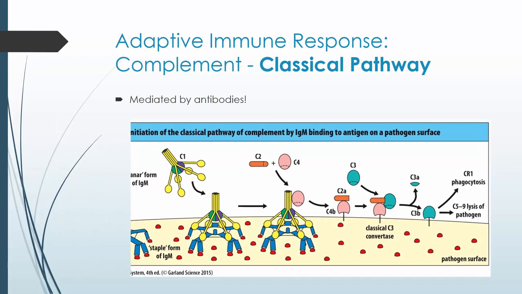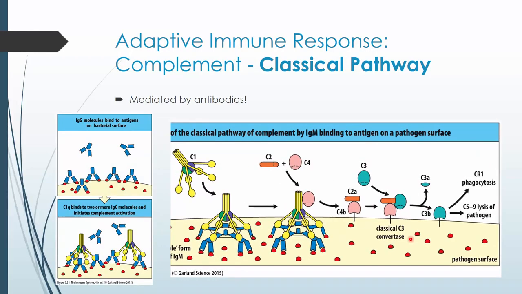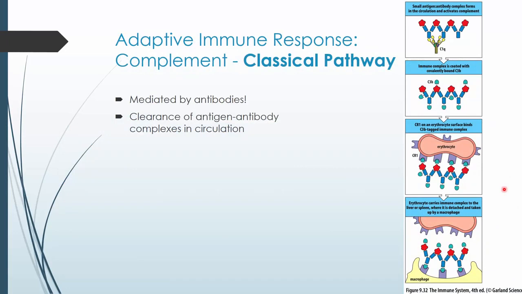Of note, this also can happen with IgG. So IgG can also attach to the surface of a pathogen, and when a bunch of them are attached, they can interact with C1, and they can use the same pathway to activate the complement cascade. All right, one final note. The classical pathway using IgG is the way that our body clears the antibody-antigen complexes.